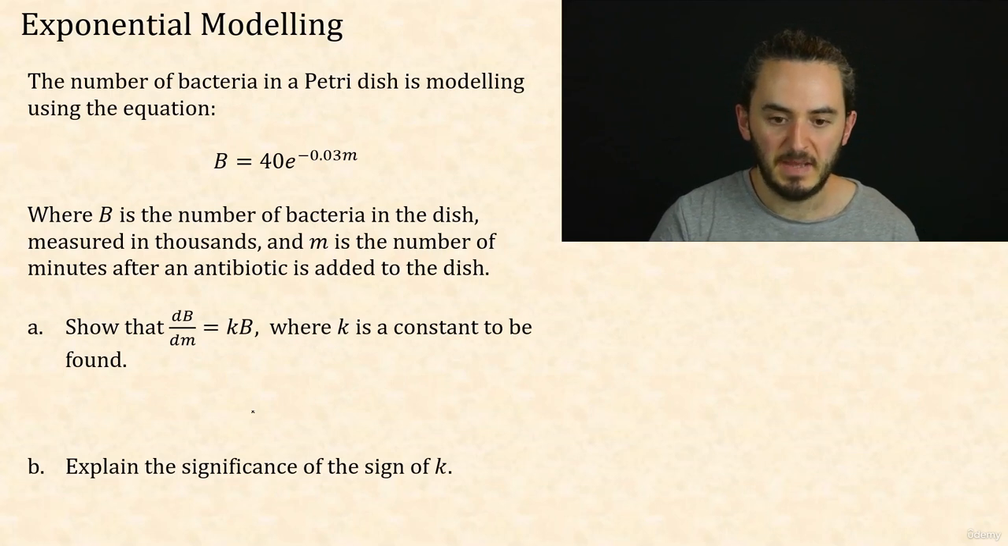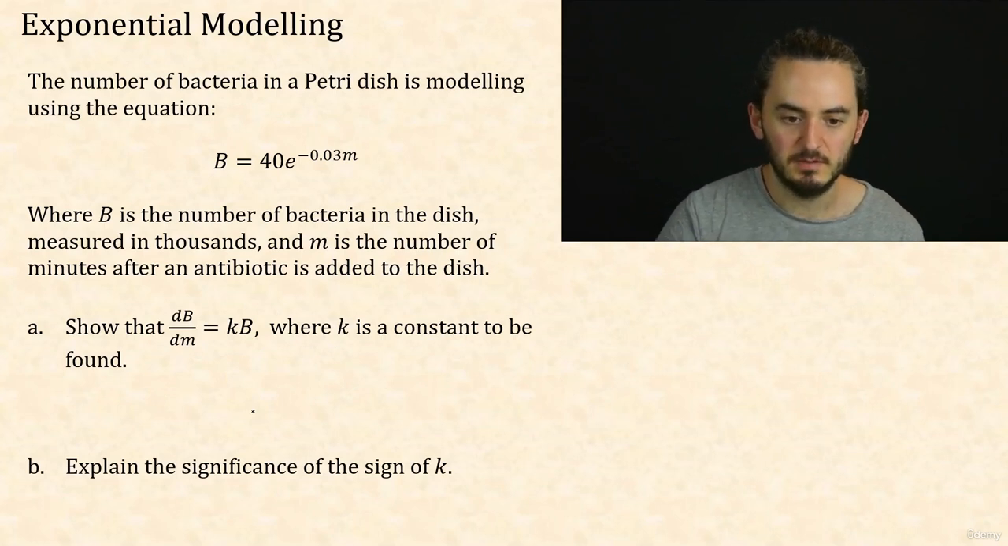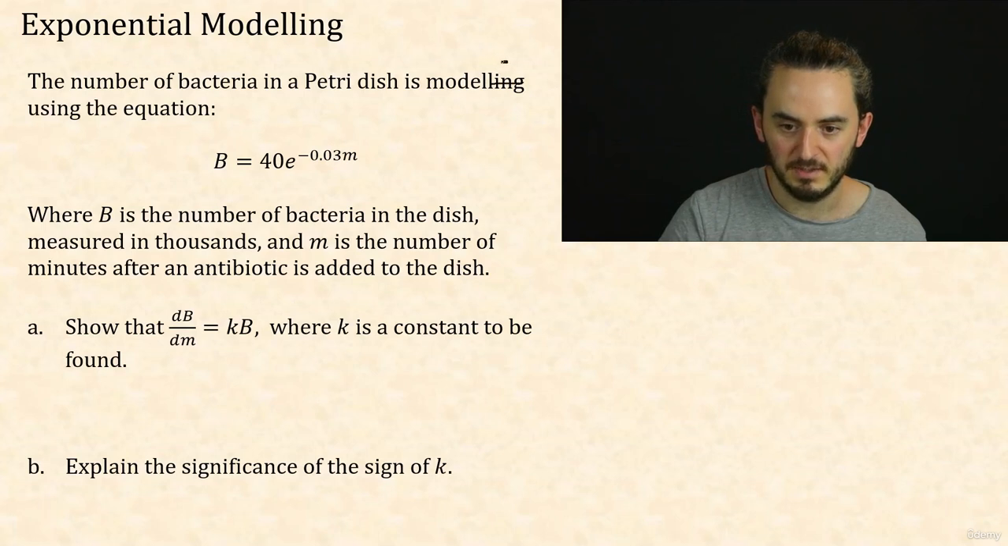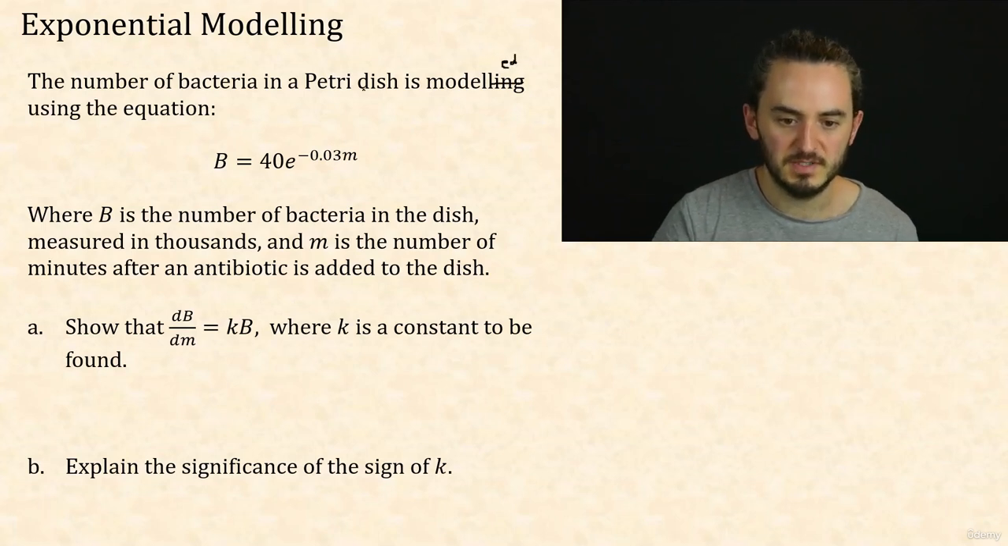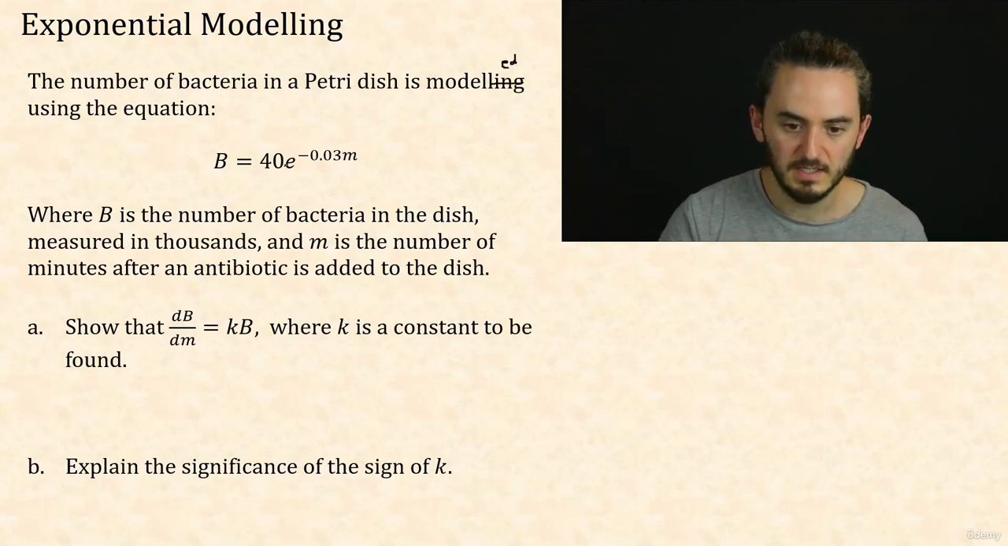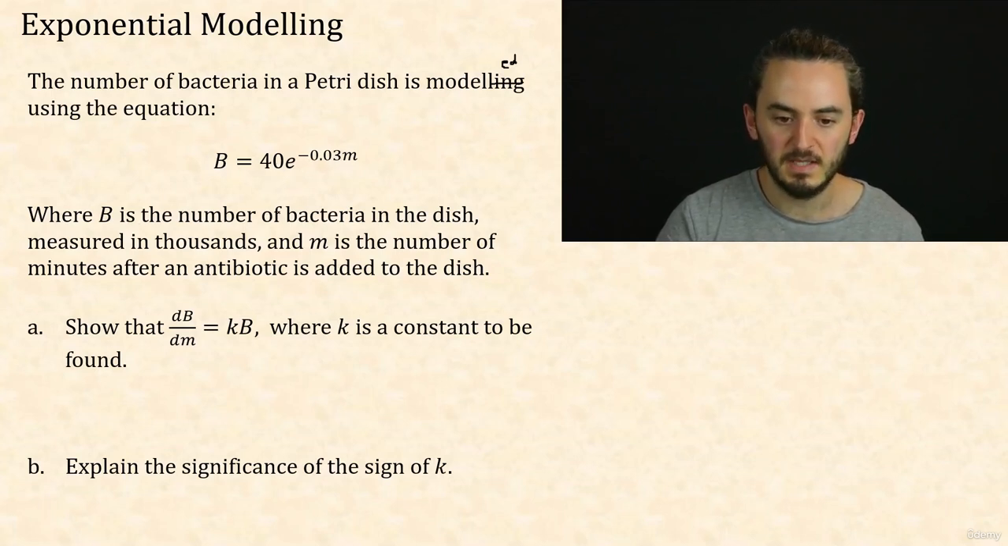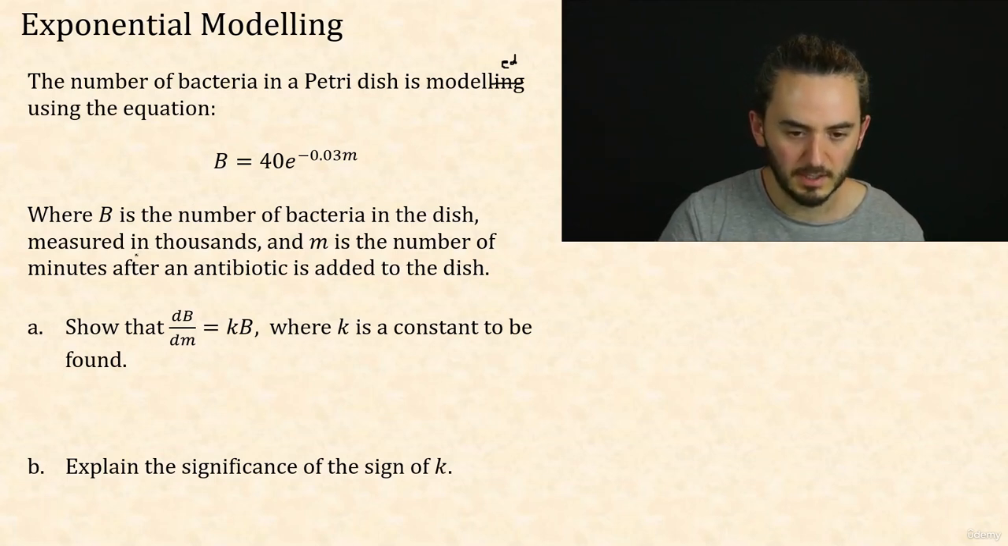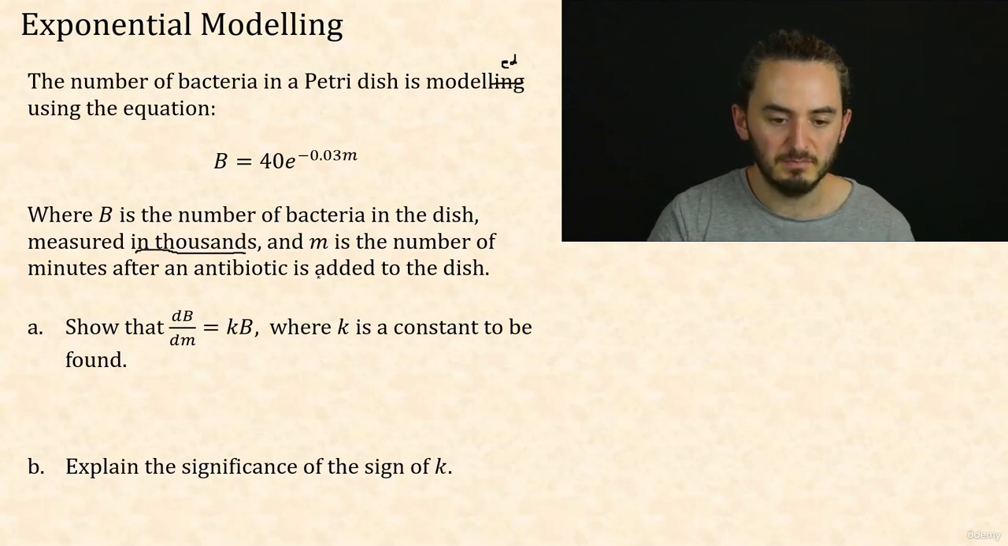The number of bacteria in a Petri dish is modelled, well, that should say modelled there, so there you go, a little typo for you, is modelled using the equation B equals 40e to the minus 0.03m, where B is the number of bacteria in the dish measured in thousands. Okay, I'm going to underline that because it's a classic thing to just forget, and m is the number of minutes after an antibiotic is added.